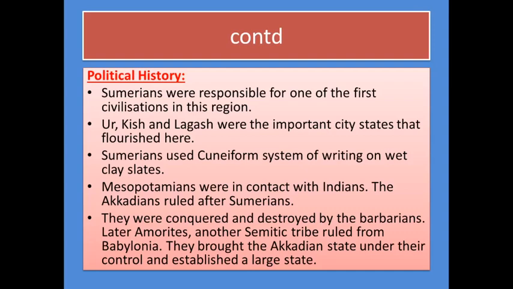Mesopotamians were in contact with Indians. The Akkadians ruled after the Sumerians. So when the Sumerians fell, the Akkadians started ruling Mesopotamia. They were conquered and destroyed by the barbarians. So first the Sumerians, then the Akkadians, and next were the barbarians. Later came the Amorites, another Semitic tribe that ruled from Babylonia. They brought the Akkadian state under their control and established a large state.